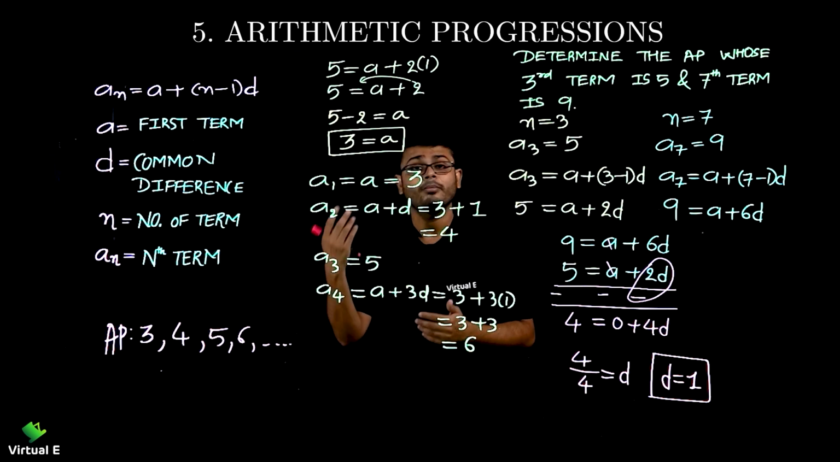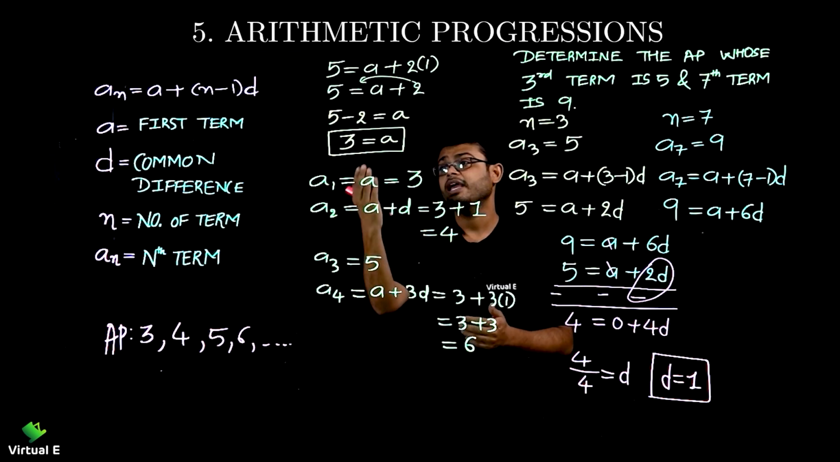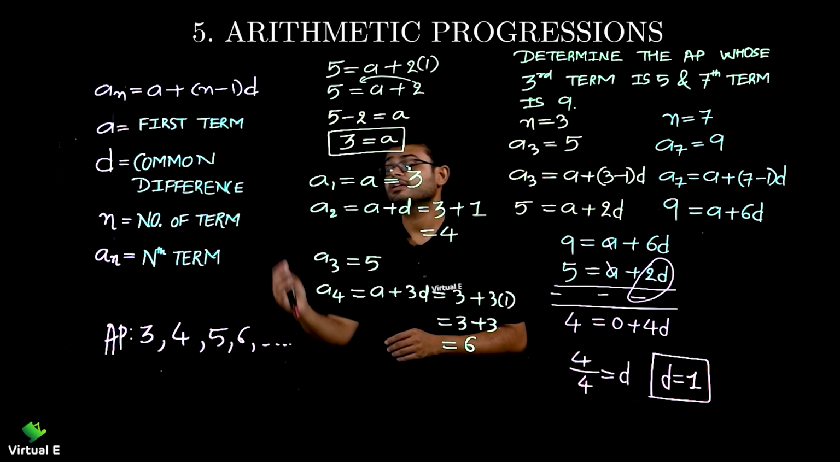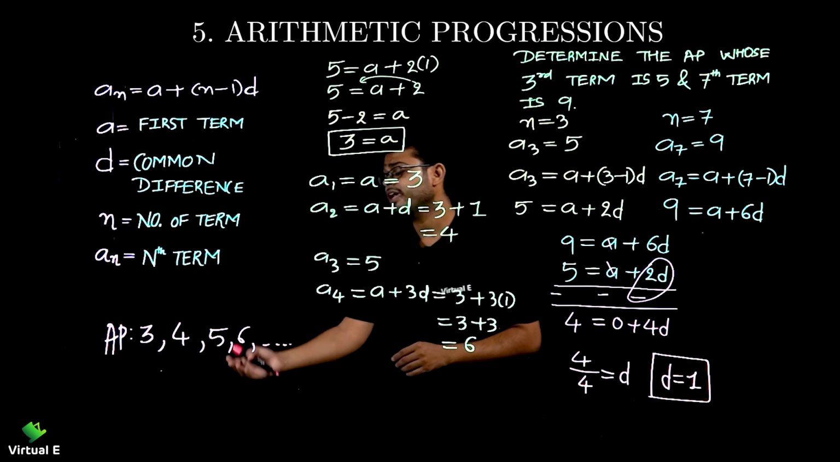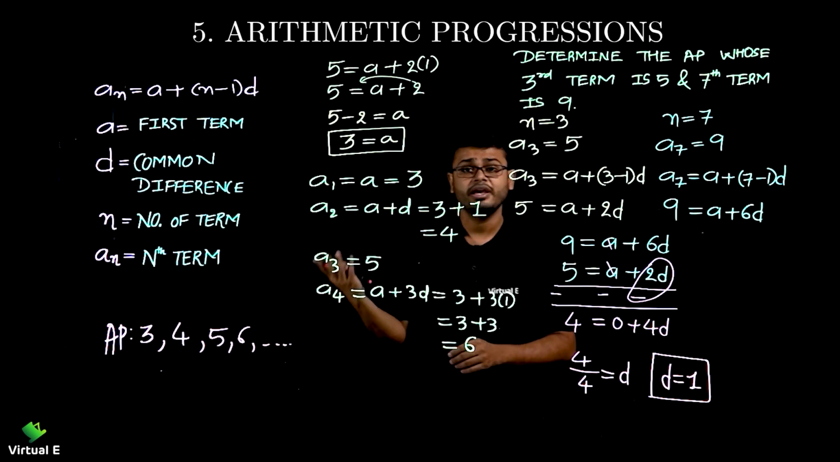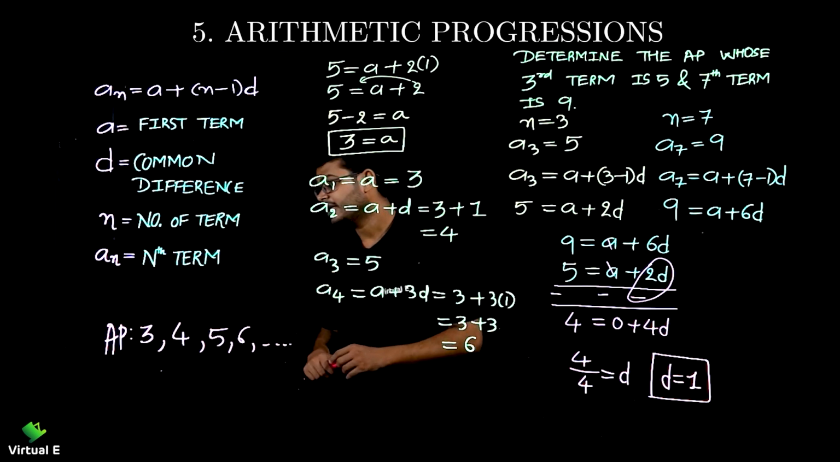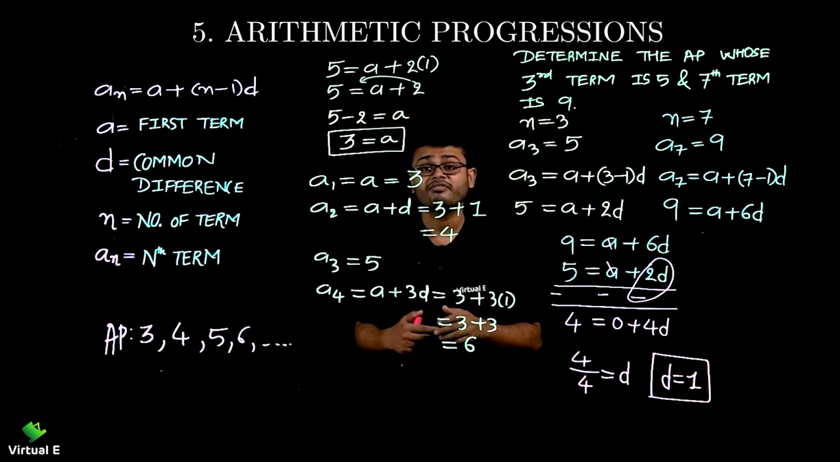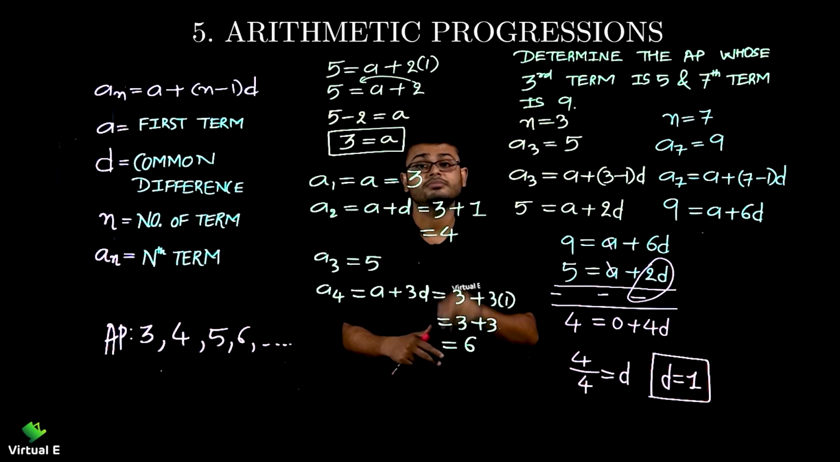Then we need to form AP. To form the AP, we need A and D. We have A and D. You can use this formula to write the terms of the AP, A1, A2, A3, A4. And this is how we get the value of AP. So this is how we solve the sum of finding AP when 2 terms are given.